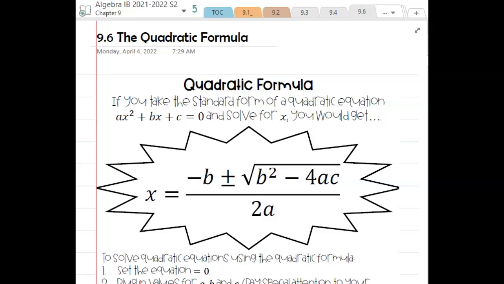Okay. So today we're going to learn our last method for solving quadratic equations. This method, I think, looks a little intimidating. We are going to spend 3 days on it like we did completing the square. I think completing the square is harder than doing the quadratic formula. I'll let you guys be the judge of that. And like I said, I think it probably just looks a little more intimidating than it actually is.